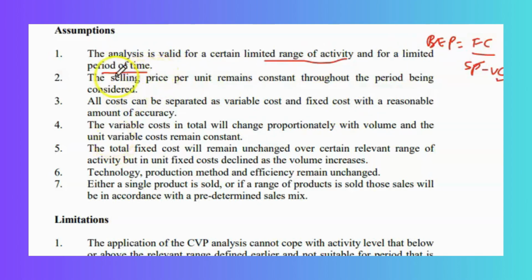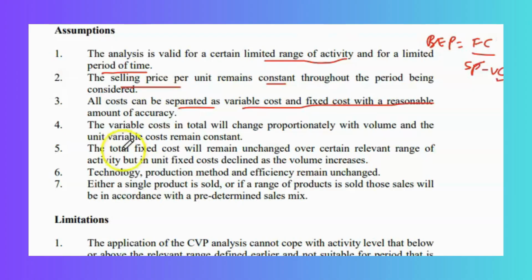Now, because of the limited period of time, you have to assume that the SP is constant. Okay, the SP is constant. The variable cost and fixed cost also can be separated accurately. In reality, in this analysis we are just assuming that we only have fixed cost and variable cost, but in reality we have step cost and mixed cost. Okay, so it means that to use this analysis, you have to assume that you can accurately identify how much is fixed and how much is variable.